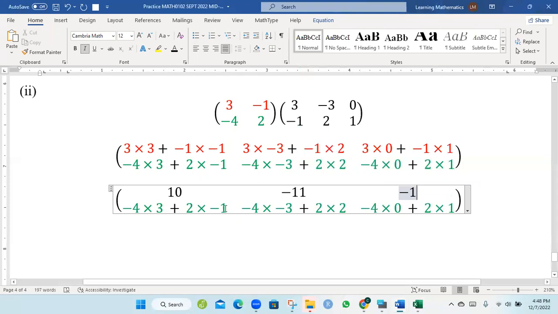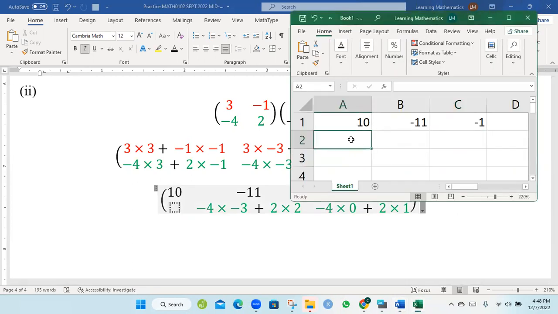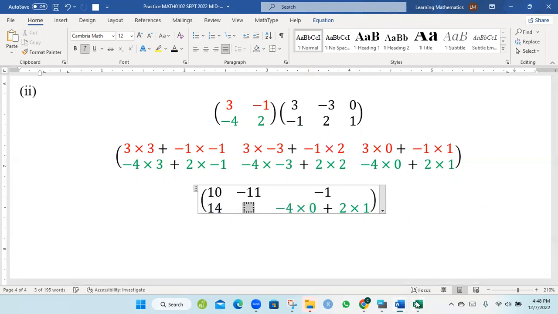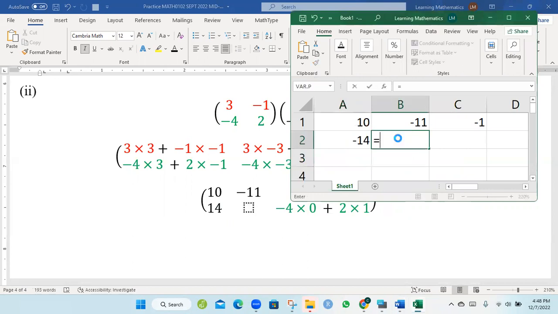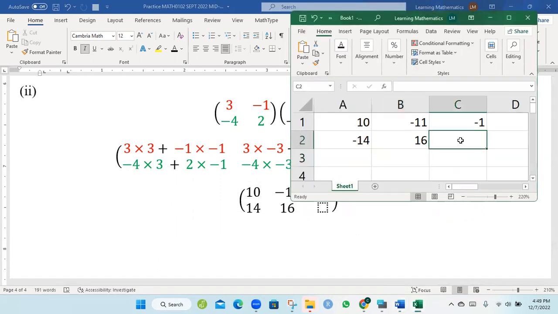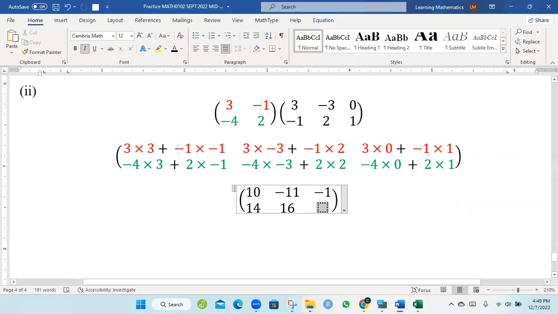Let's come to the second row now. Control X, equal, Control V, paste, 14. Control X, equal, Control V, enter, 16. And finally, Control X, equal, Control V, enter. Rows times column.